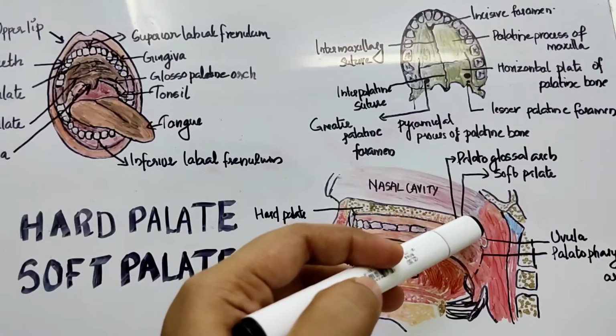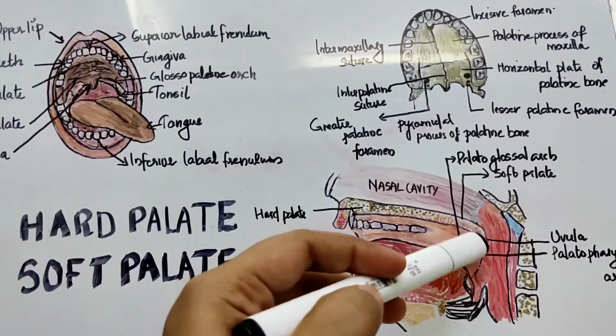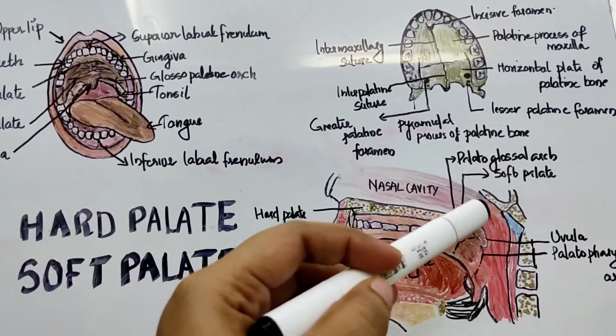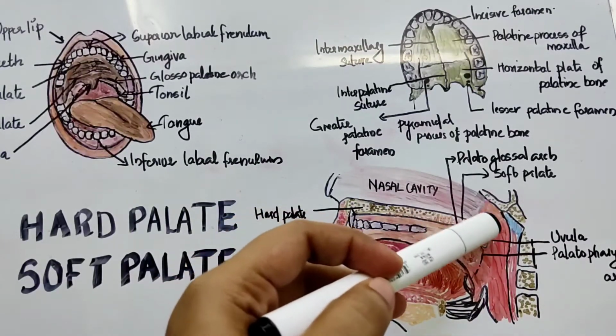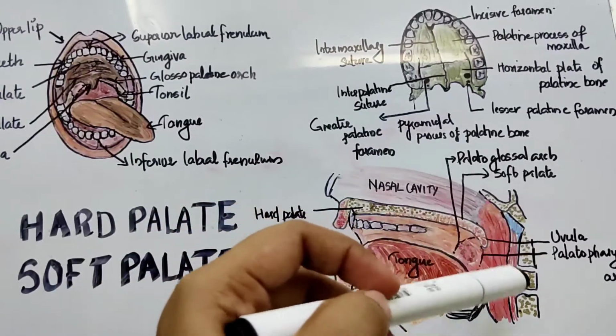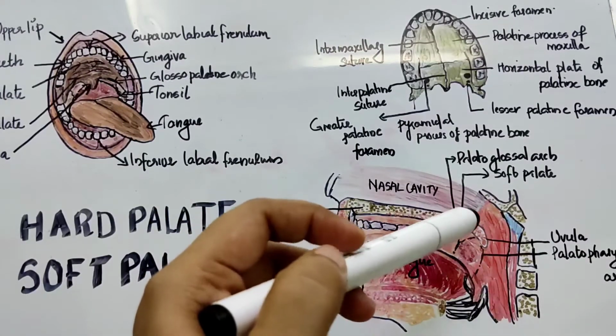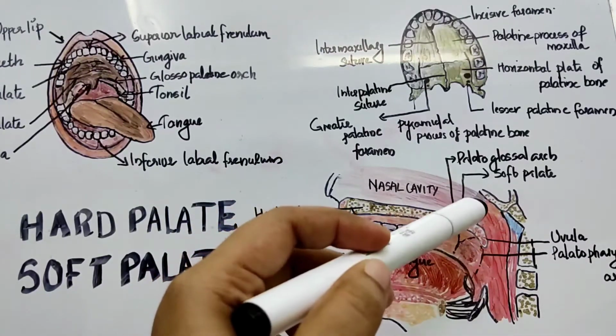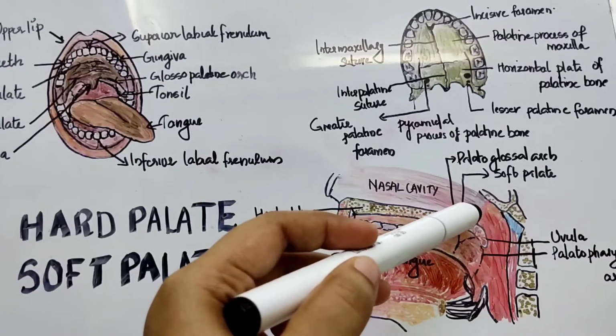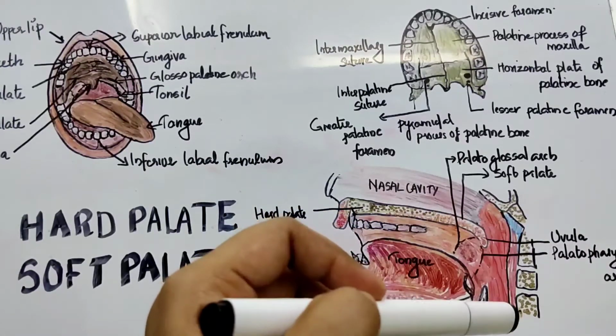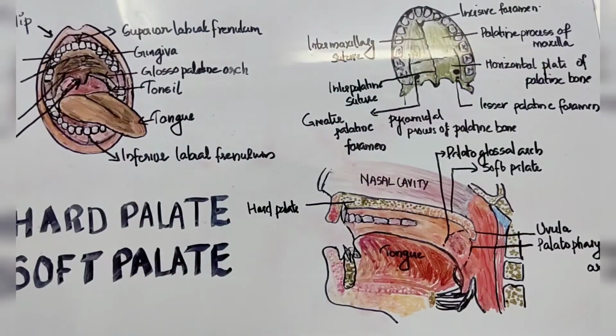So the anterior surface is characterized by a median raphe, and the posterior surface is continuous with the floor of the nasal cavity. So these are the two surfaces, and it has two borders, that is the superior border and also the inferior border.